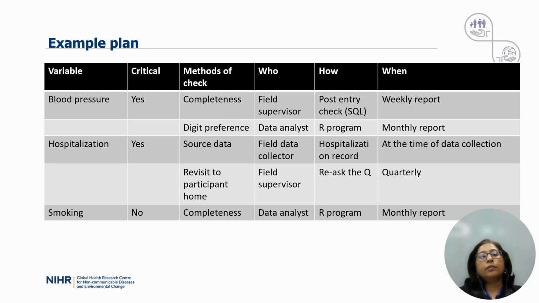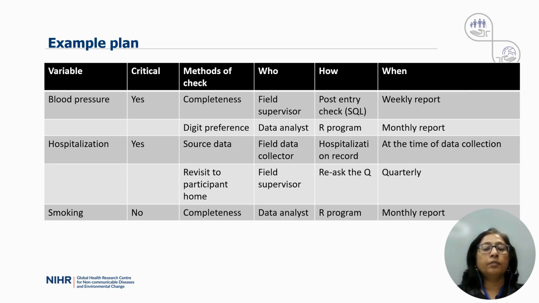Let's take another example, which is a binary variable. Was there hospitalization or not? And this is going to be a critical variable, let's say, for my study. So I would say the method of check for accuracy would be source data, and with source data I'll be able to get an accurate entry. And who will do it? A field data collector will do it at the time of data collection itself. And how will they do it? They look at the hospitalization record. And when will they do it? At the time of data collection.